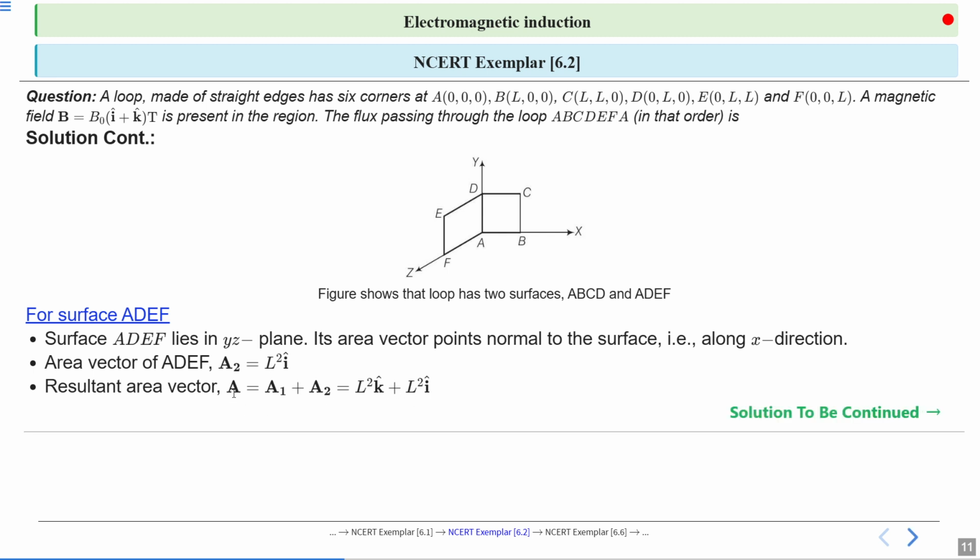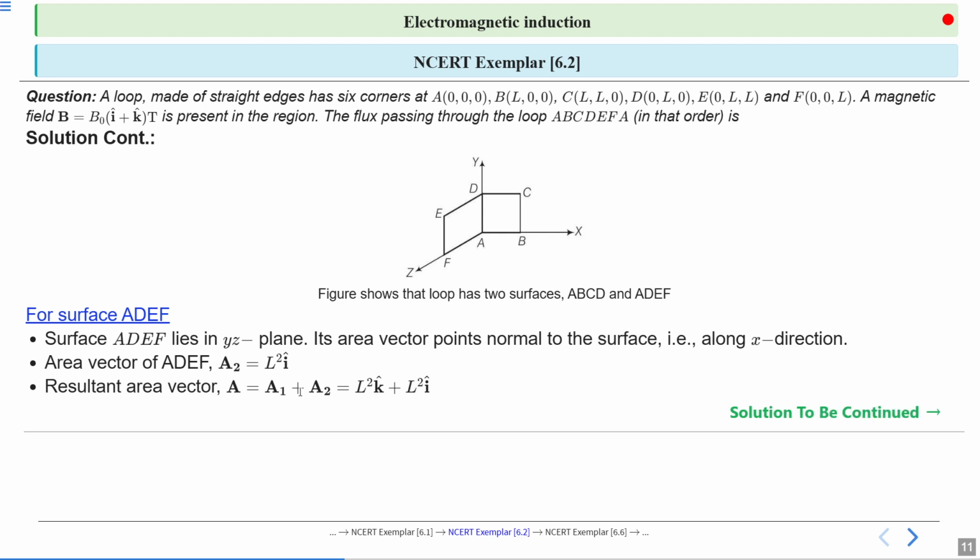Okay, so we cannot add the area due to both surfaces directly by ordinary algebra. Okay, we are adding up with the vector algebra. So that's why we have not added up L square plus L square. We have not written 2L square. Okay, so we have marked the direction also. L square K cap plus L square I cap. So these both terms cannot be added by ordinary algebra. These two terms can be added with the help of vector algebra only.